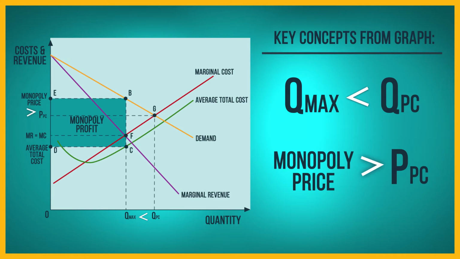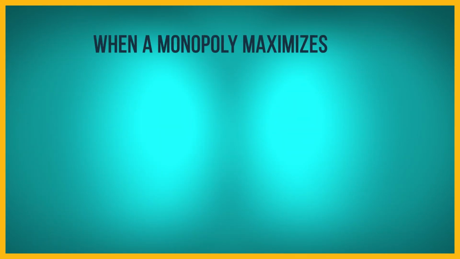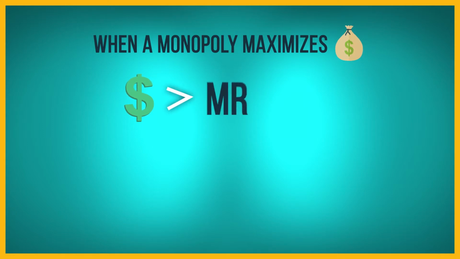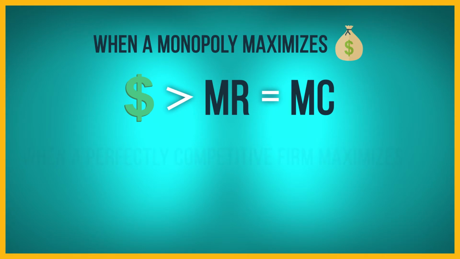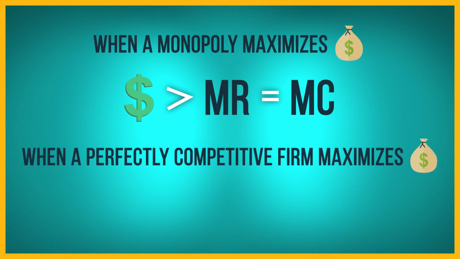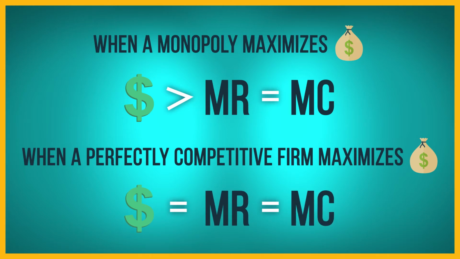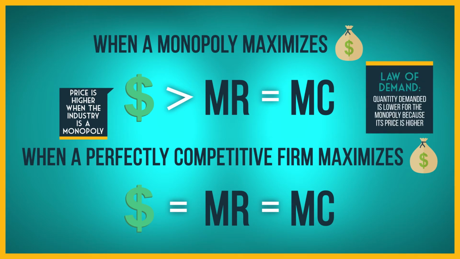These differences are logical. When a monopoly maximizes profit, price exceeds marginal revenue, and marginal revenue equals marginal cost. When a competitive firm maximizes profit, price and marginal revenue are identical, and they equal marginal cost. Since price exceeds marginal cost for monopoly, and price equals marginal cost for a competitive firm, price is higher when the industry is a monopoly. By the law of demand, the quantity demanded is lower for the monopoly because its price is higher.